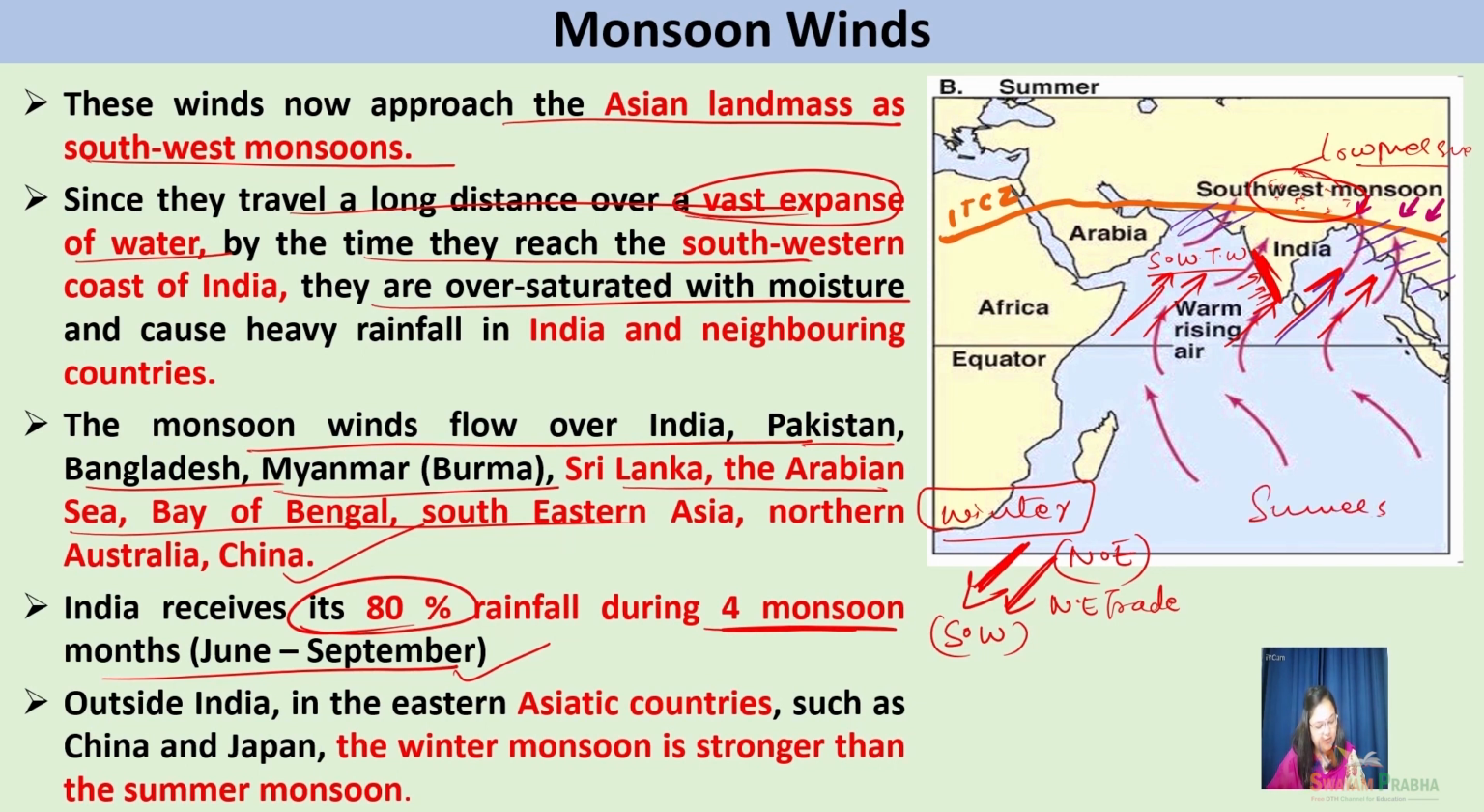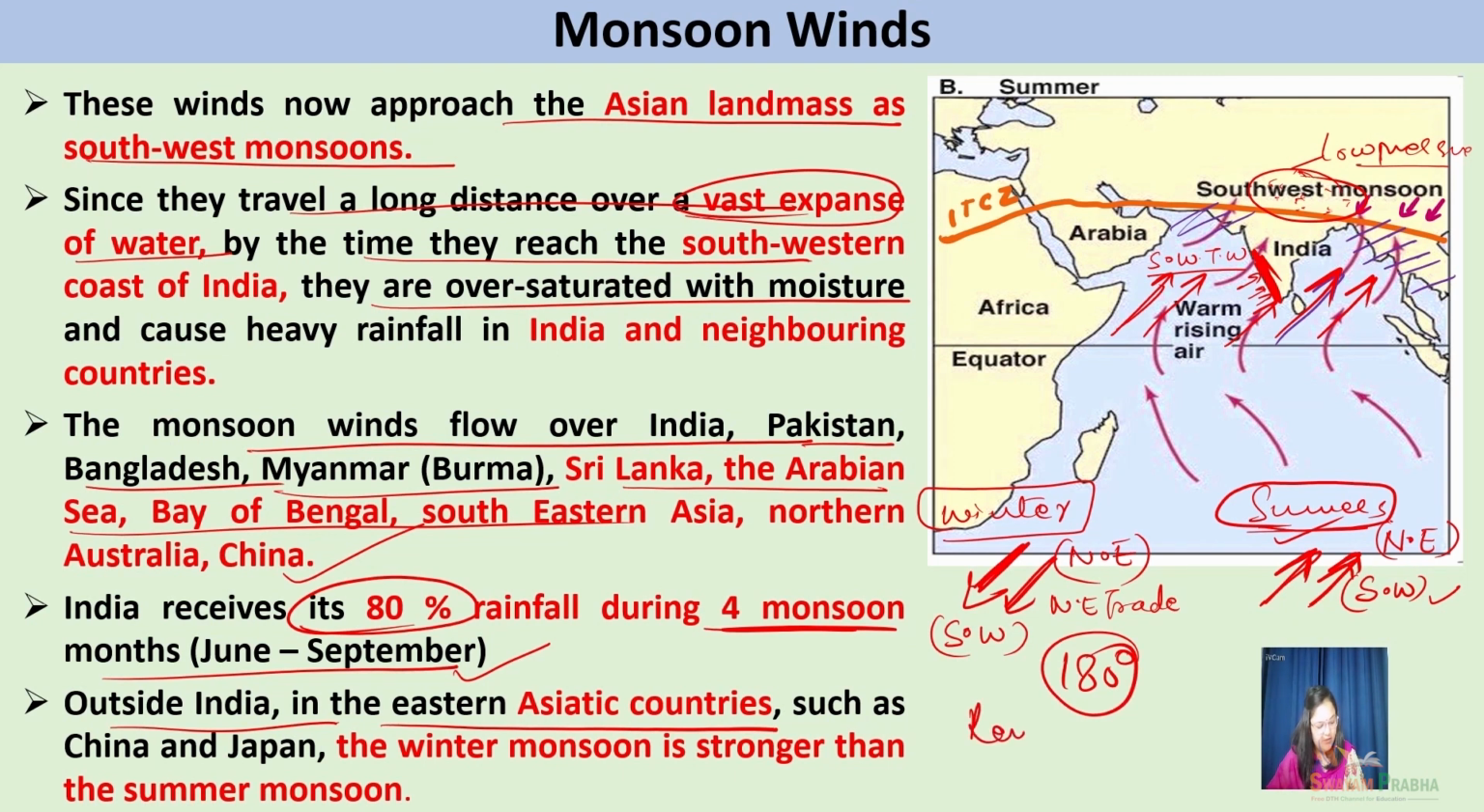However, during the summer season, this condition is reversed. Now you can see that you have the southwest trade winds moving towards the northeastern region, bringing immense precipitation on hitting the Indian landmass. So you can see that there is a complete 180-degree reversal of wind direction during the summer and winter season.